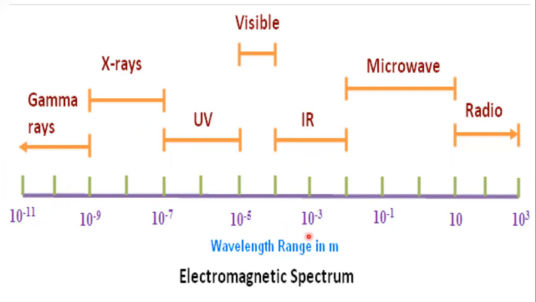And frequency and wavelength also have a relation. It's an inverse relation. So if we need a higher frequency, the wavelength must be very low. And if the wavelength is very high, the frequency must be very low. So they have an inverse relation.